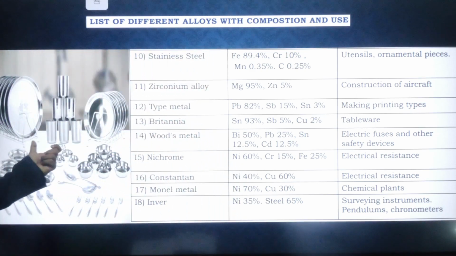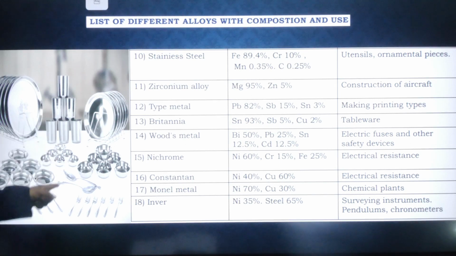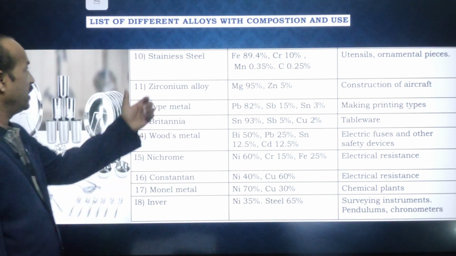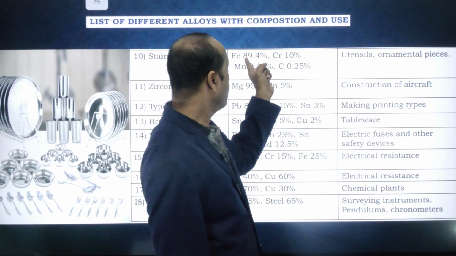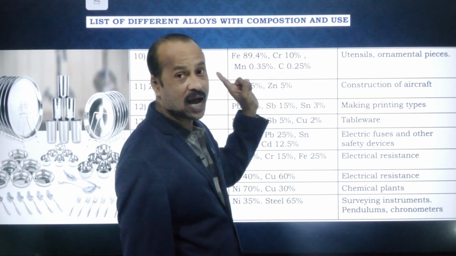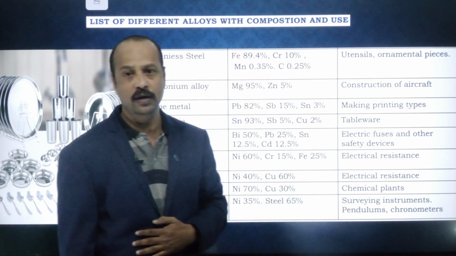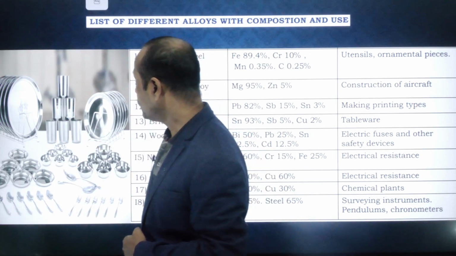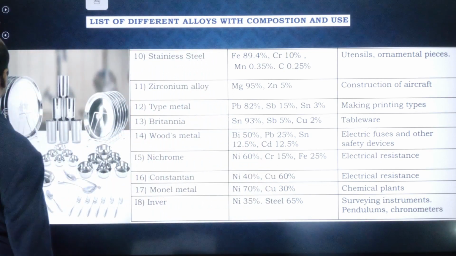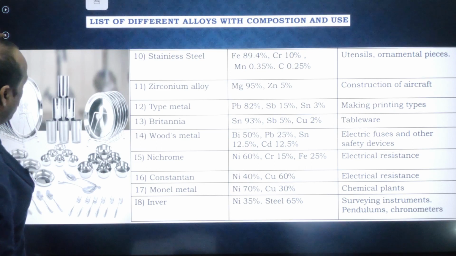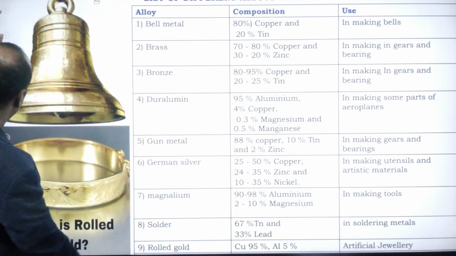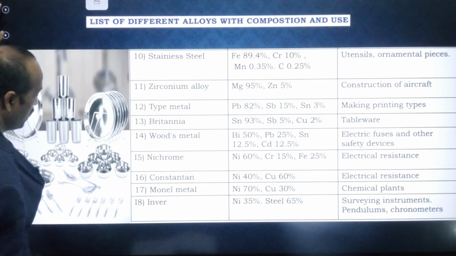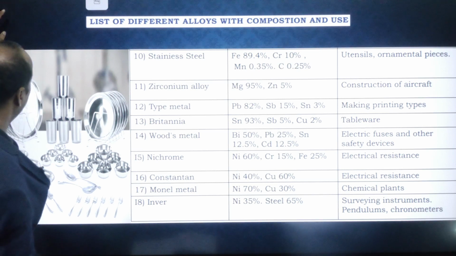You can see here, this is stainless steel. The stainless steel, what are the utensils we use in our daily life? Stainless steel is made up of iron, chromium, manganese. So these are the alloys, students. How many alloys are there? Here 9 plus here 9, so total 18 alloys. These all are very important.